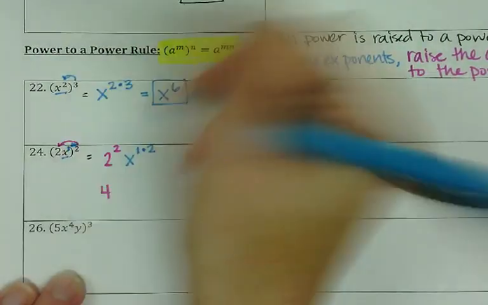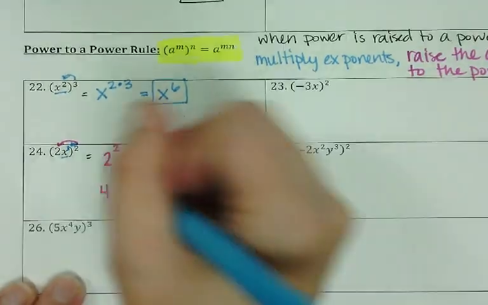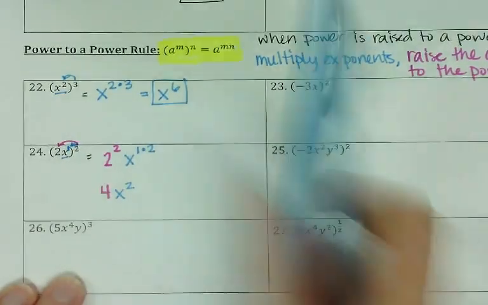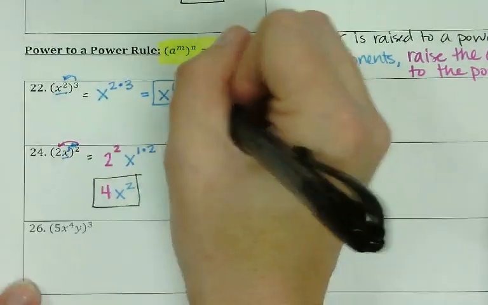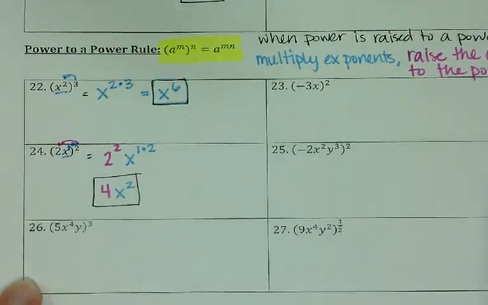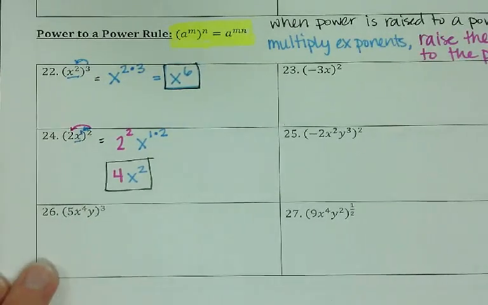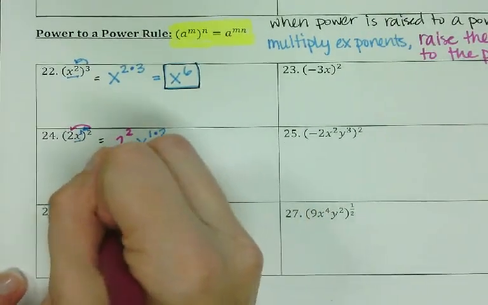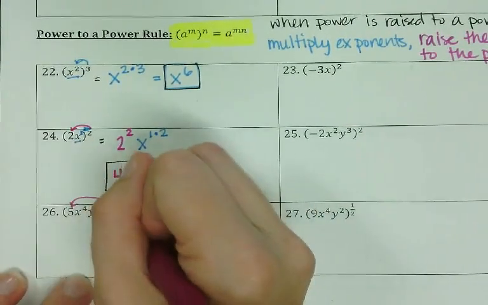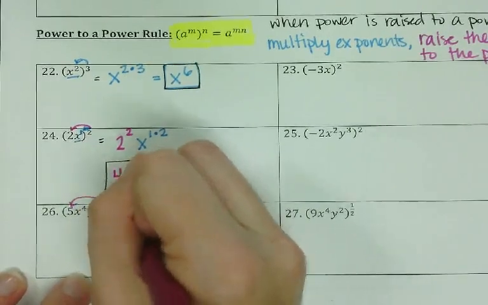And then x to the 1 times 2 gives us x squared. So that becomes 4x squared. All right, now let's take a look at 26 because this one is interesting. Okay? So we raise the coefficient to the power. So that becomes 5 cubed.